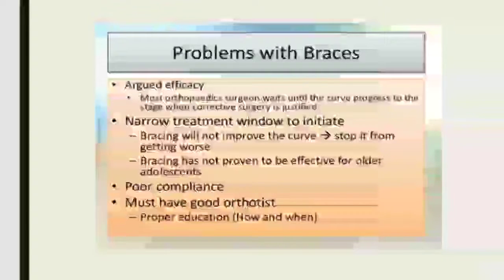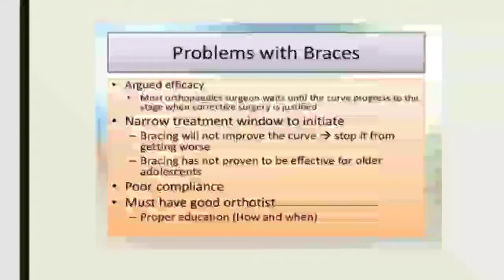Poor compliance. You must have a good orthotist. Proper education, how and when.